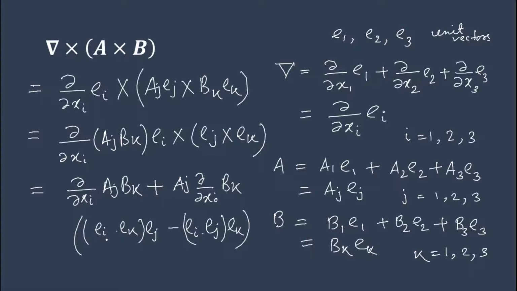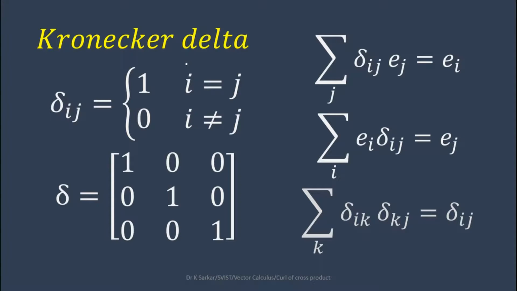Here we will use the Kronecker delta. Let's see the definition of Kronecker delta. Delta ij equals 1 when i equals j. Delta ij equals 0 when i not equal to j. And delta is the identity matrix. Another three properties you see: sum over j delta ij ej equals ei, sum over i ei delta ij equals ej, sum over k delta ik delta kj equals delta ij.